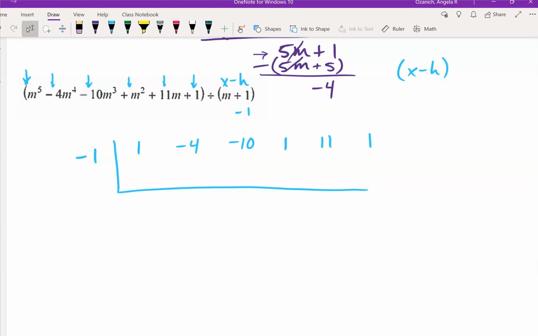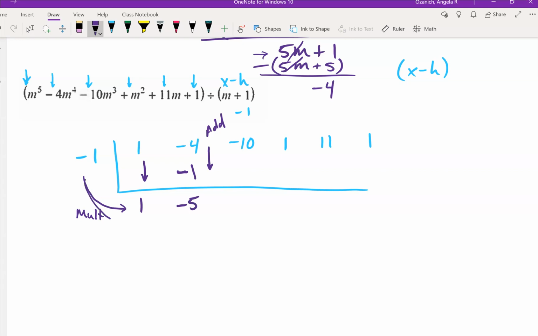Okay, so here we go. It's a crazy little algorithm, and it works every time. Okay, so we're going to start by just dropping our 1 all the way down. Then what we're going to do is multiply the -1 times 1 and put it in this spot. Okay, and then you are going to add going down. So that makes it a -5, right?